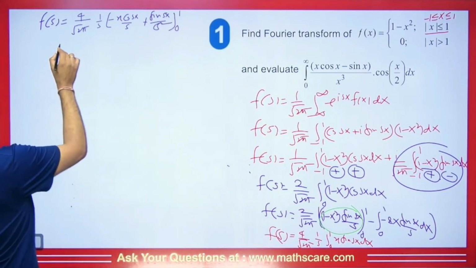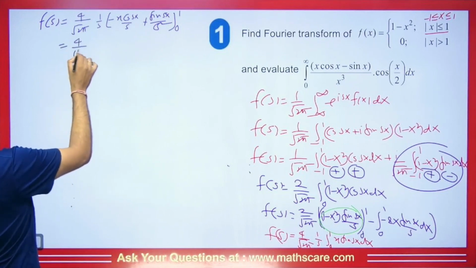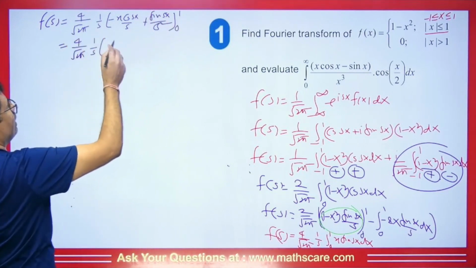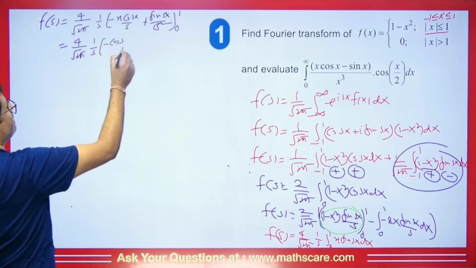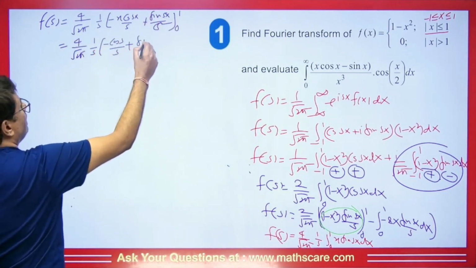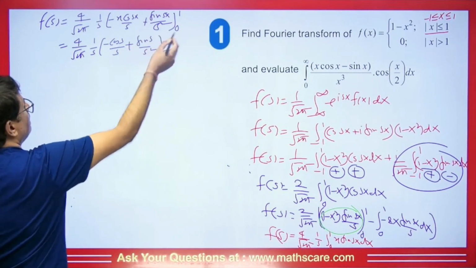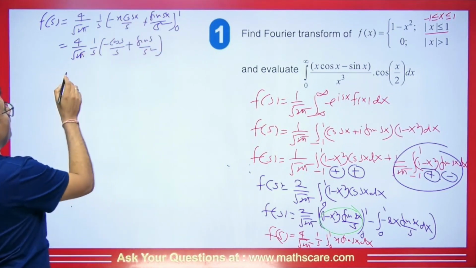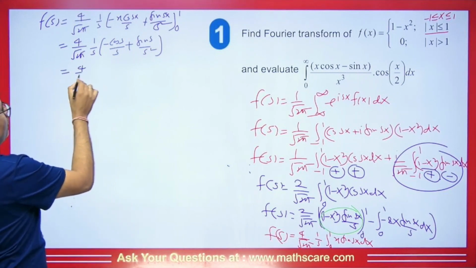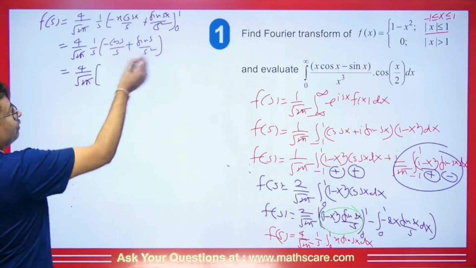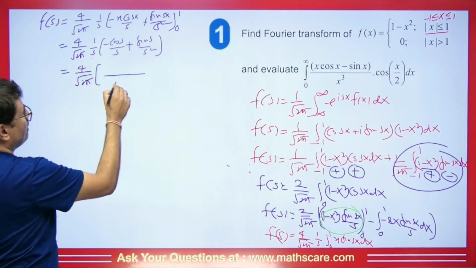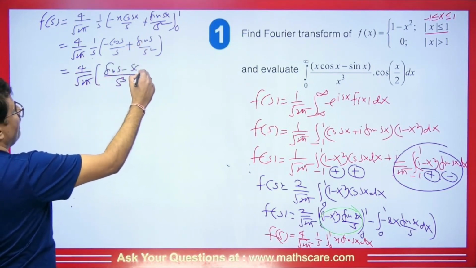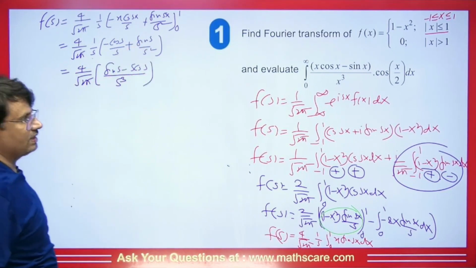Now when we put its limit, it will be 4 upon root 2 pi, 1 upon s. Wherever there is x, we will put 1, right? This will become minus cos s upon s here, and it will be sin s upon s square. At 0, this value will become 0 and this as well. Now what will we do? We will take the LCM of s square and simplify it a bit. 4 upon root 2 pi, we will take the LCM of s square, so this s will become s cube, and this will be sin s minus s cos s. So students, this is what we will get as its value here.